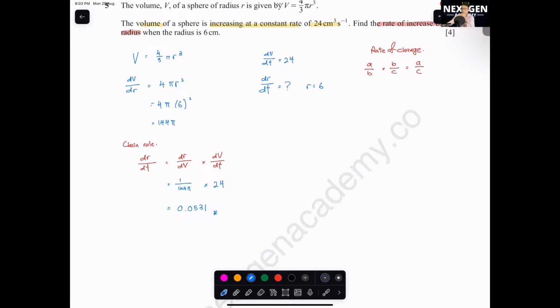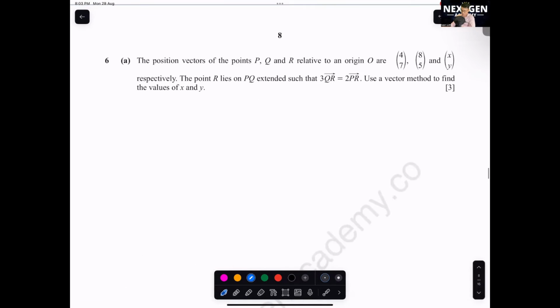The first 5. Okay, let's go to question 6 right now. Position vectors of the points P, Q, and R relative to an origin are (4, 7), (8, 5), and (x, y) respectively. The point R lies on PQ extended such that 3QR equals 2PR. Use a vector method to find the values of x and y. Okay, first we need to know that this is OP, OQ, OR. Because of the word here, position vector. Position vector means relative to O, your origin.